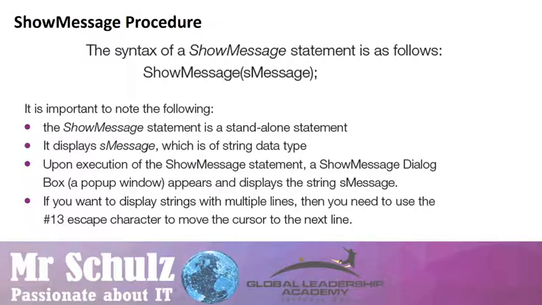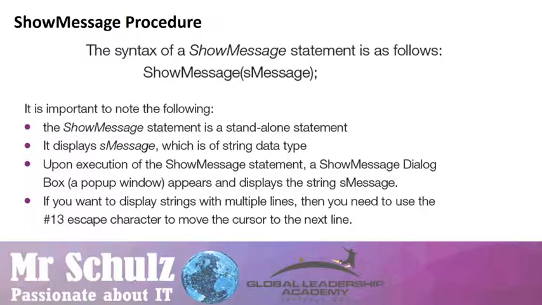So here are a couple of things that we need to note. So it's a standalone statement, aka a procedure. It displays SMessage, which is of string data type. And then upon execution of the show message statement, a show message dialog box, which is a pop-up window, appears and displays the string as a SMessage. And then if you want to display strings with multiple lines, then you need to use the #13 escape character to move the cursor to the next line. There's also #9 that resembles a tab, so it moves the cursor a little bit to the right. I will show that to you just now when we look at our practical example.